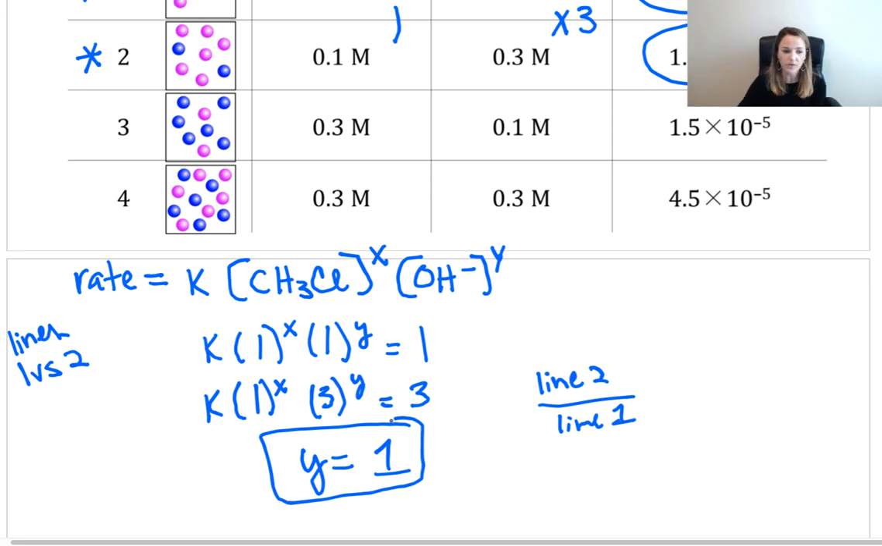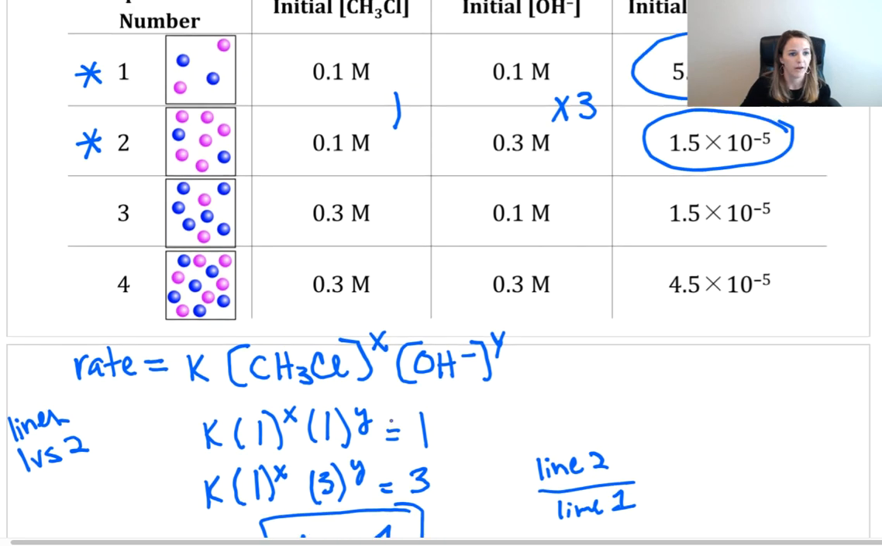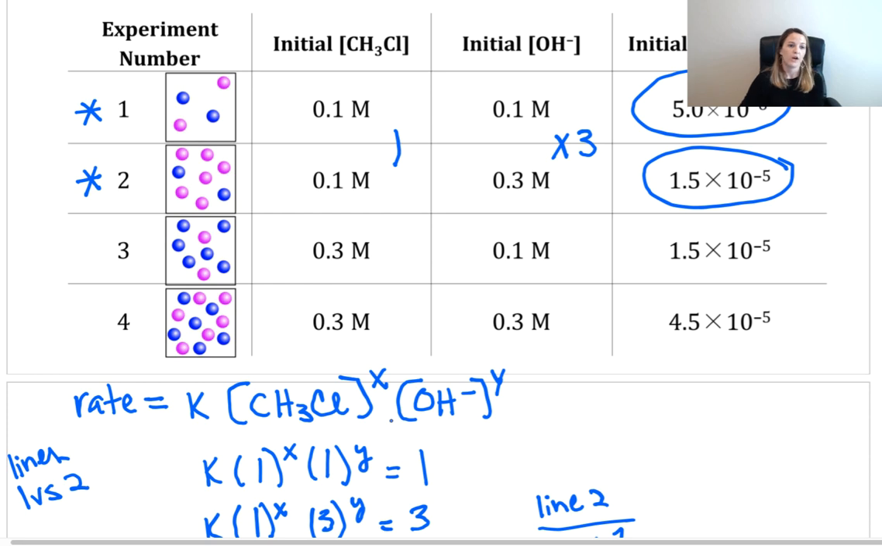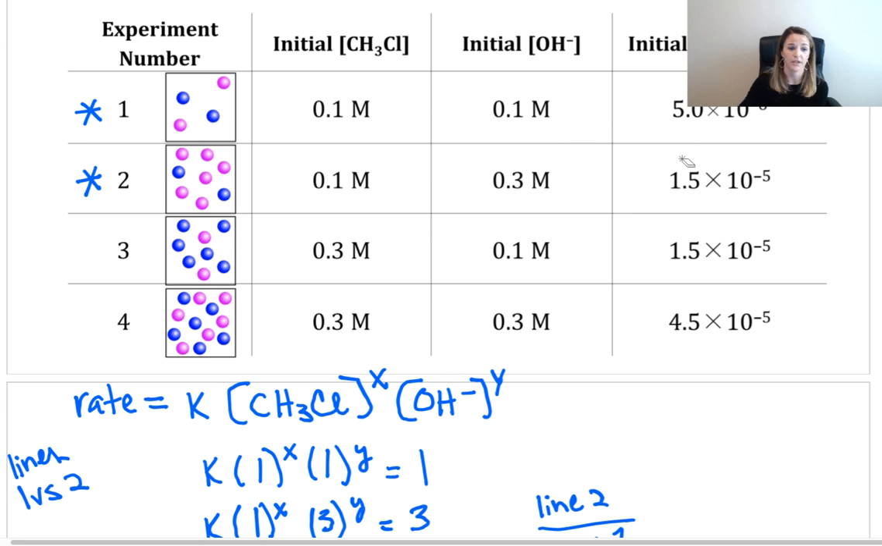Yay. Wonderful. Now what we need to do is figure out what the order of x is, or what x is equal to. So we're going to come back over here, and now we're going to look at something where the concentration of our methyl chloride changes, but hopefully our concentration of our hydroxide remains constant. So I'm going to come back through and remove these lines to make it simple for us again. Now we're going to focus on lines 1 and 3. Here we see our concentration for our methyl chloride goes from 0.1 to 0.3. We multiplied it by 3 again. But our concentration of hydroxide remains constant, 0.1 to 0.1.